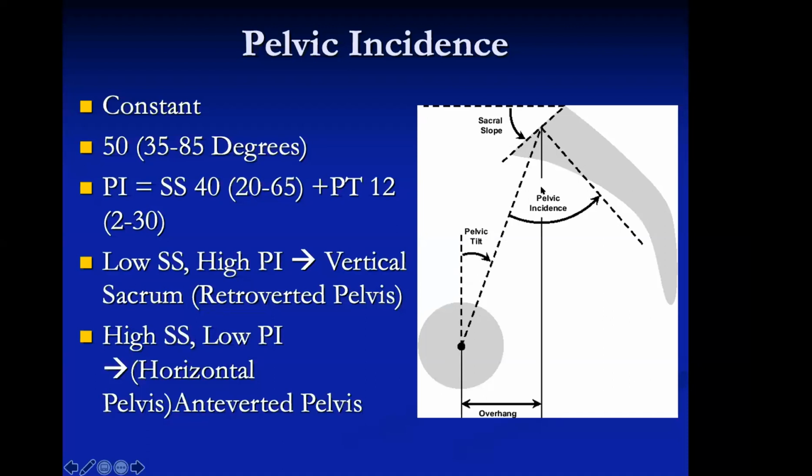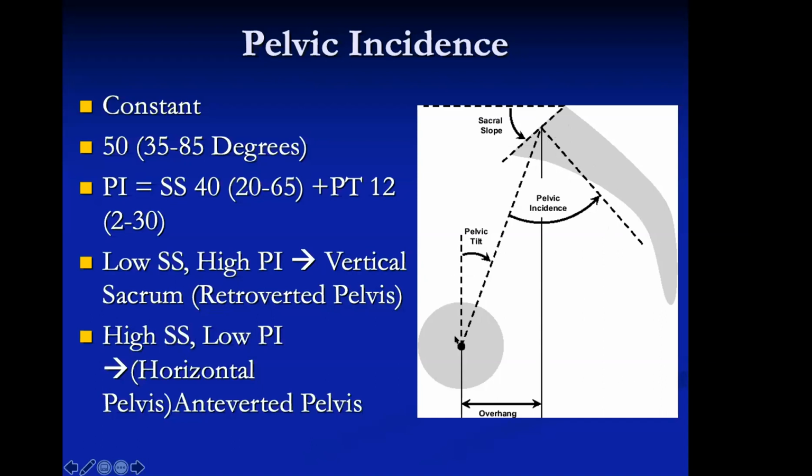The more vertical the sacrum, the higher will be the pelvic tilt, because as the pelvis becomes more vertical, the pelvic tilt will increase. So a person with a low pelvic tilt has a higher possibility of compensation because he has a horizontal sacrum, compared to a person who has a high pelvic tilt.